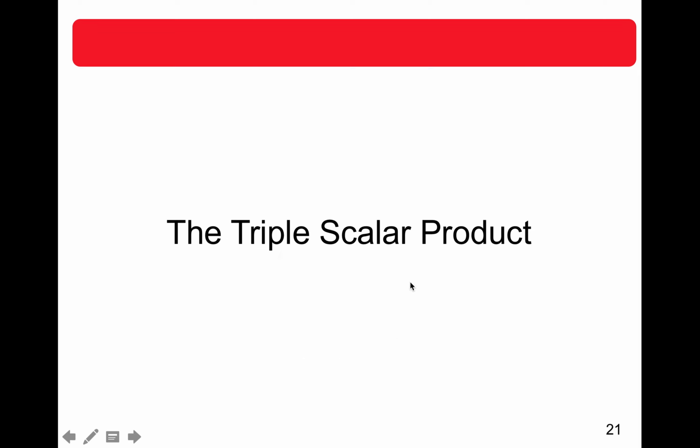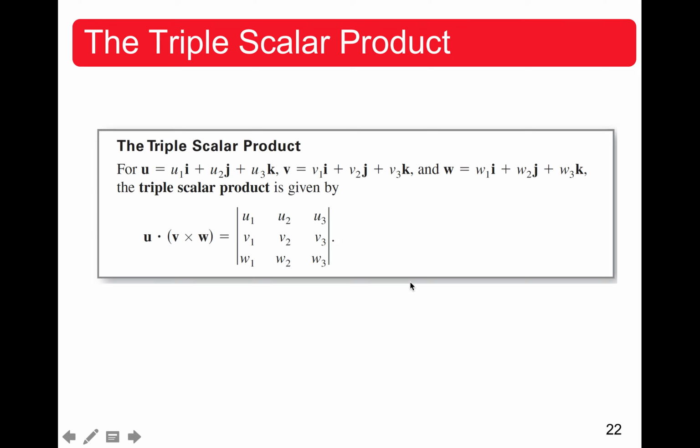Okay, so now we're going to do the triple scalar product. We have vector u, vector v, and vector w. The triple scalar product is given by taking vector u and the dot product of vector u and the cross product of v cross w.